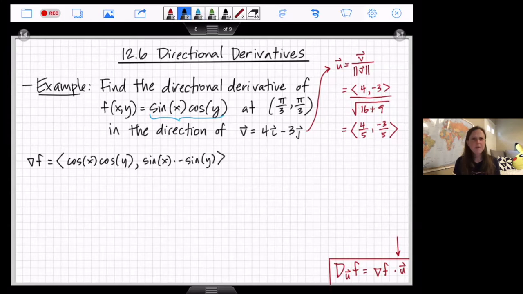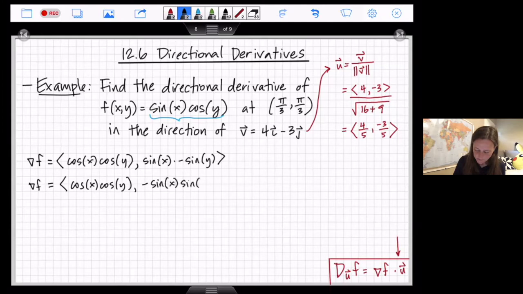All right, so let me put that negative out front so it's easier to look at. So we've got our gradient function: cosine x, cosine y, comma, negative sine x, sine y. Okay, so that's our gradient for every single point on the whole surface. We're only interested in what the gradient is doing at the point where x is pi over 3 and y is pi over 3. So let's actually plug that in to our gradient function.